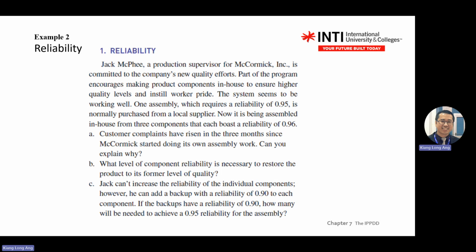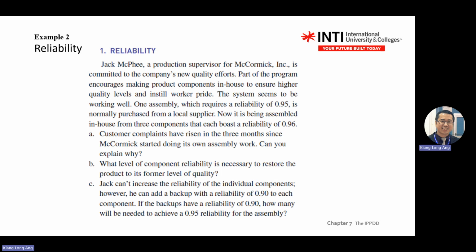0.96, 0.96. You calculate by the series equation. This one multiply, this one multiply. RS for one backup, how many? 0.92. Okay, let's say you get 0.92. What is the objective? 95. Not enough. In your answer, you should write one backup, not the option.